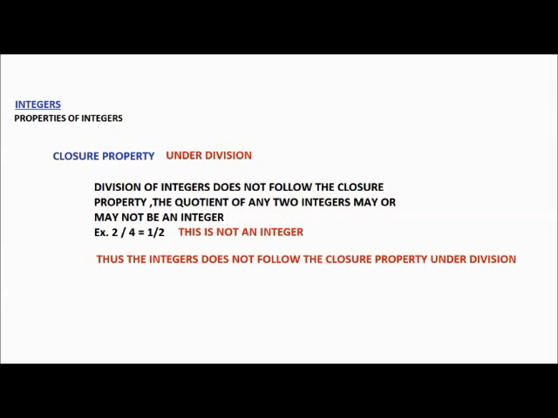Now closure property under division. Division of integers does not follow the closure property. The quotient of any two integers may or may not be an integer. Example, if 2 divides by 4, the result is 1 by 2, which is not an integer. Thus the integer does not follow the closure property under division.